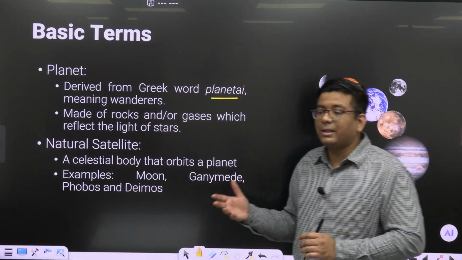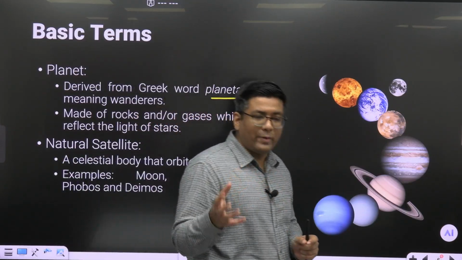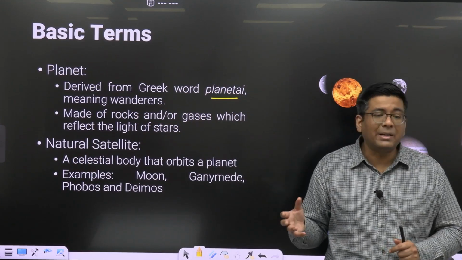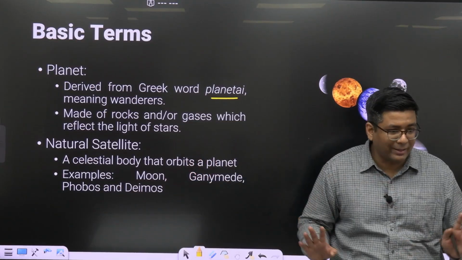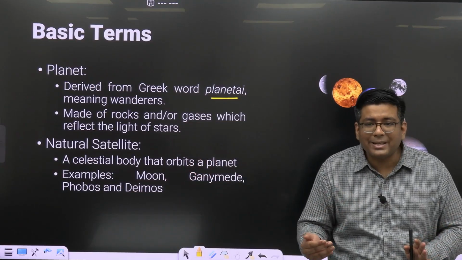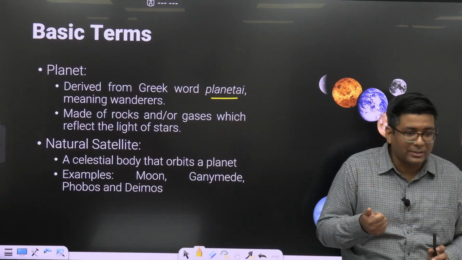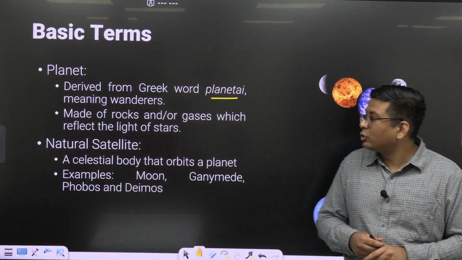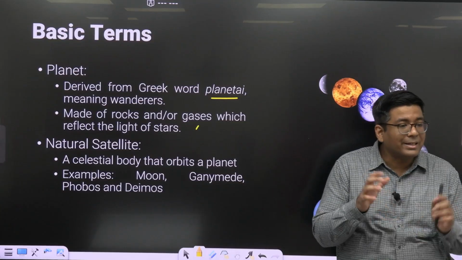Now the other thing which was expected then was that because they are moving, they must be the ones made of certain heavy materials. Only then would they be moving in a certain direction. That was an assumption back then. Eventually it was realized that yes, these are celestial objects made of rocky things. They have hard surfaces or frozen gases. So planets are basically the ones which have rocks or gases as their surface.